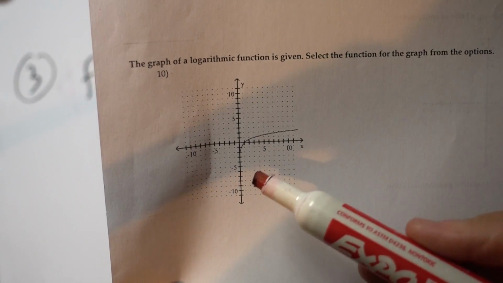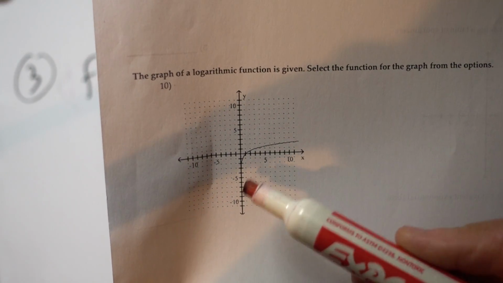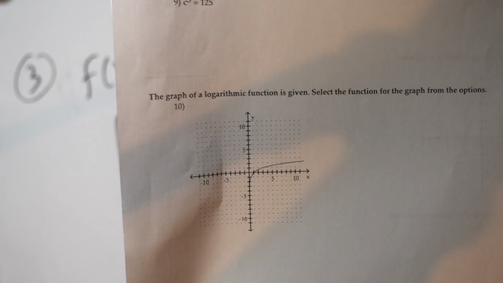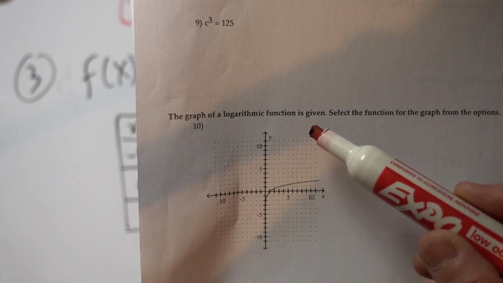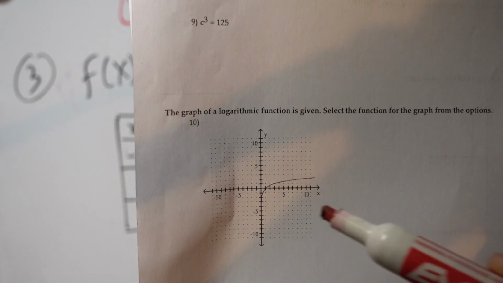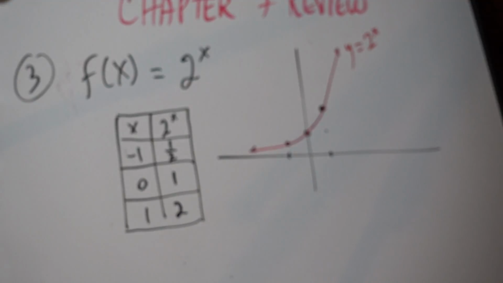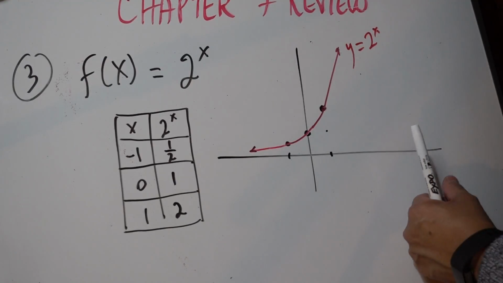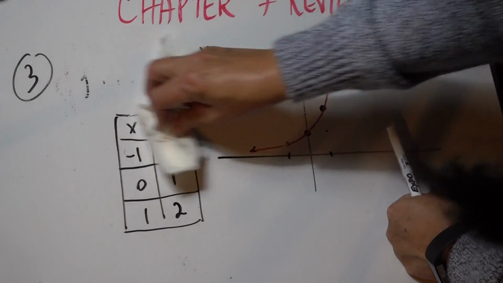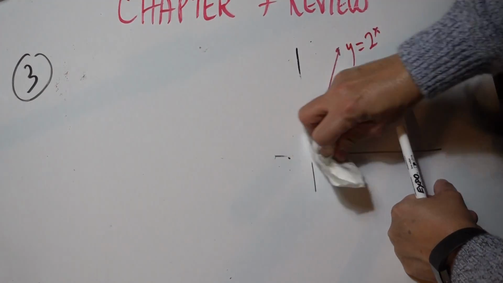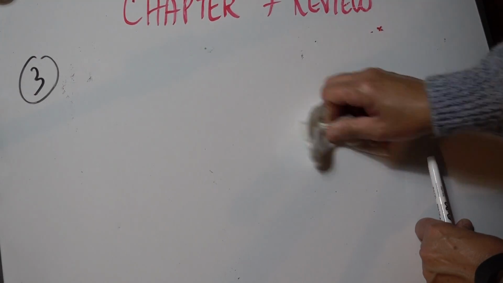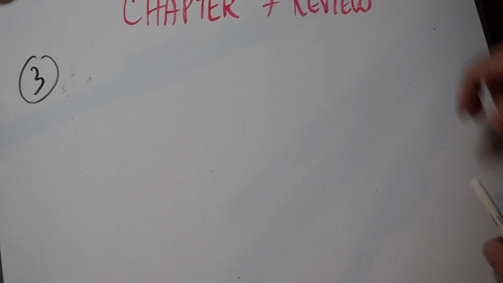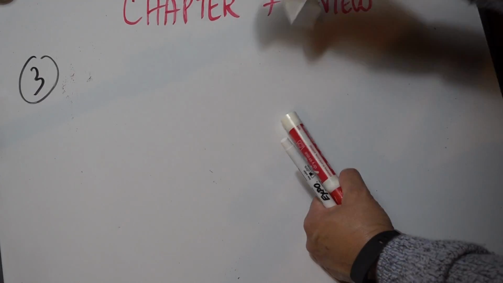We know this is a logarithmic function. It's the inverse of the exponential function. So it's a log function. So we're going to identify the points that will let us know what the function is. So this is the function. See, this is number 10.